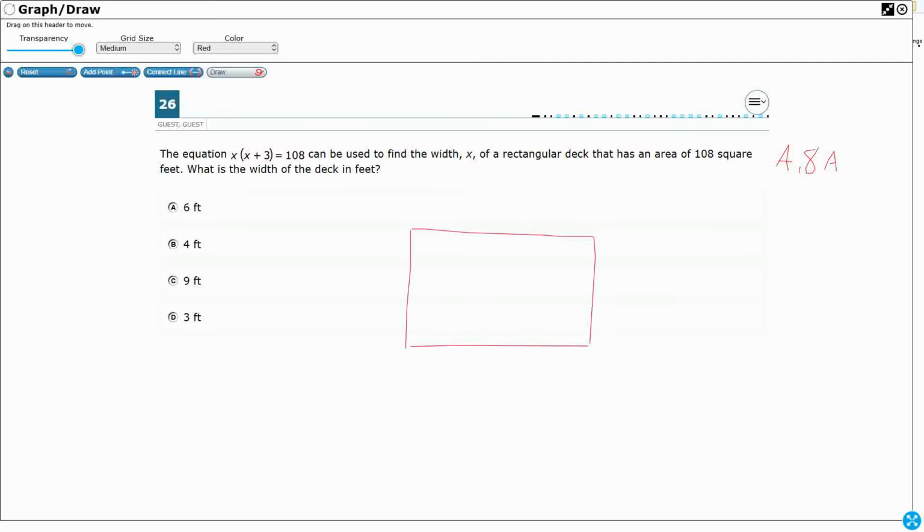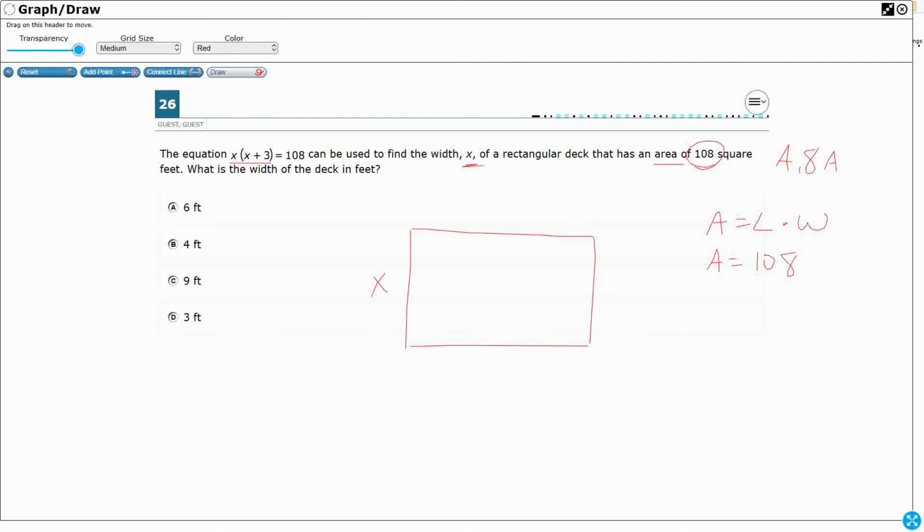And so if we see the equation for area, how do we find area? Area equals length times width, okay? And in this case, they give us the area of 108, and then they give us the width. So the width is x. So I can use this equation, x times x plus 3 equals 108.